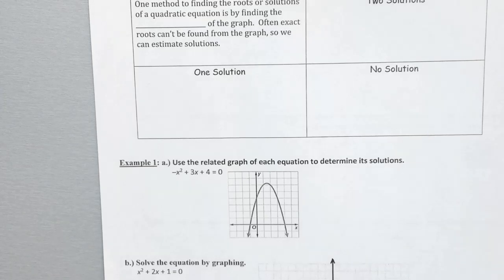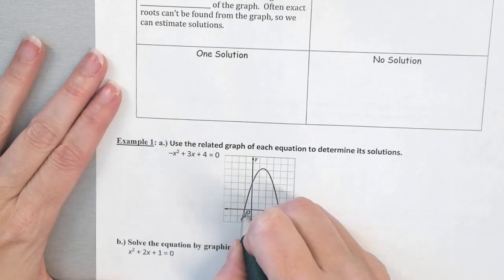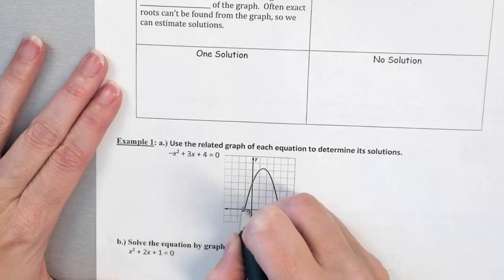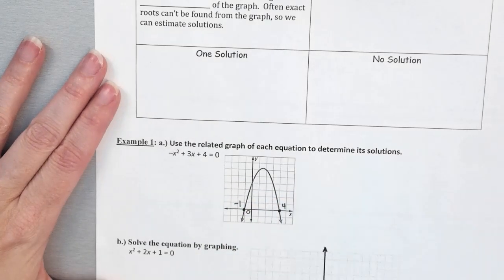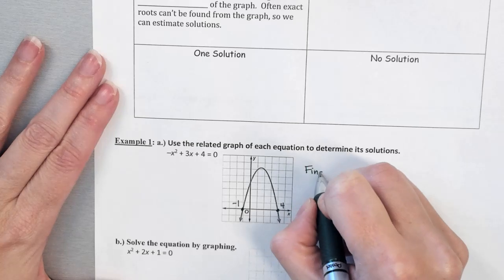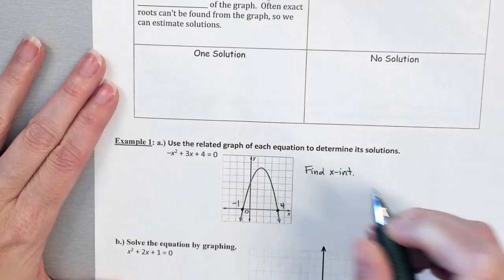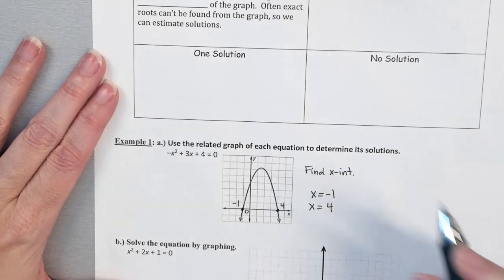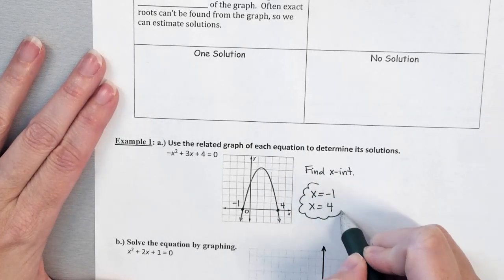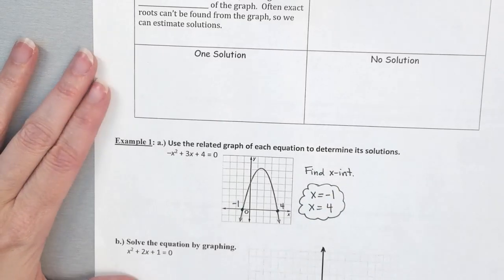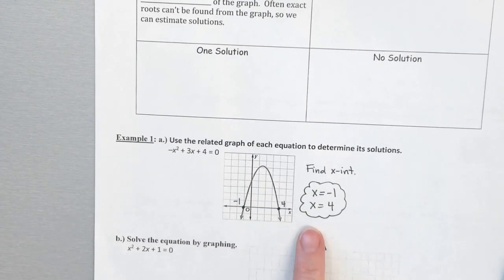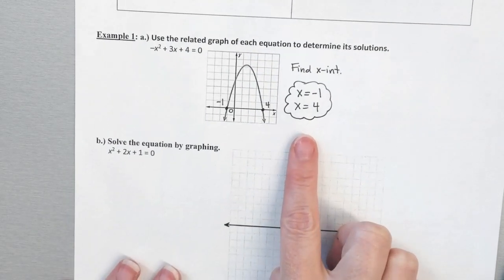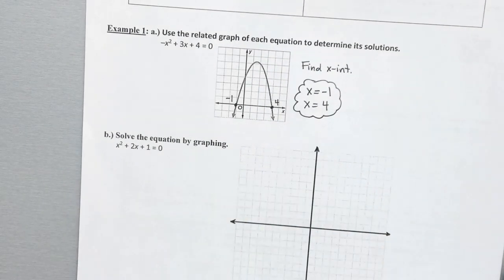So, Dom, when we're looking at this graph, what are our x-intercepts? What did you find? Negative 1, 0, and 4, 0. Good, so you have negative 1 and 4. When you're finding the x-intercepts, you're just going to write your answer as x equals negative 1 and x equals 4. I don't want you to write them as points because we're going to transition into some other things and we'll be writing them as x equals, okay?